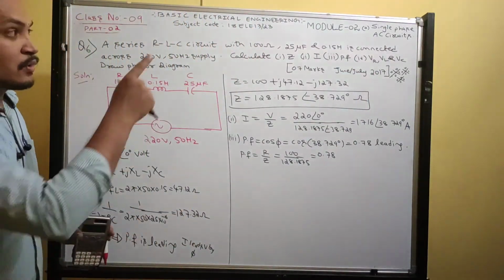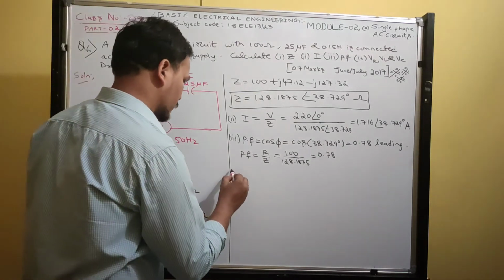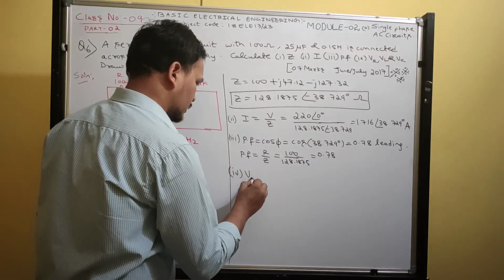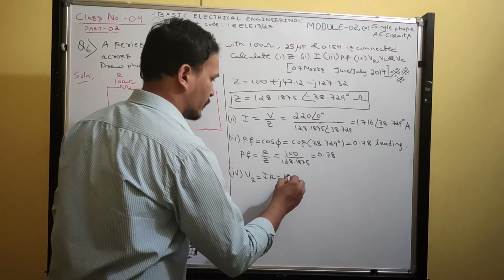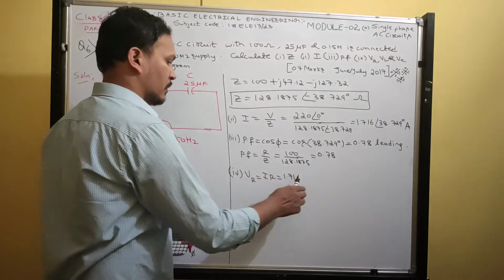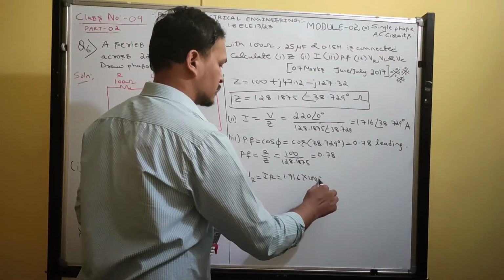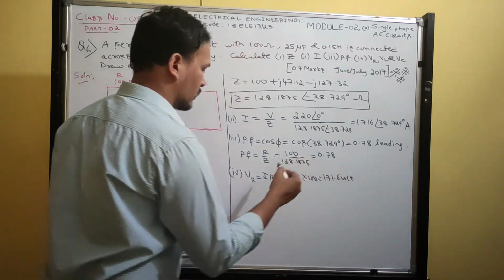Later, what is the fourth question? You should calculate voltage across resistor, voltage across inductor and voltage across capacitor. So the fourth question, voltage across resistor is I into R. What is current? 1.716. You should write RMS values. Don't take the angle. Into what is the resistance? 100. This gives 171.6 volt.